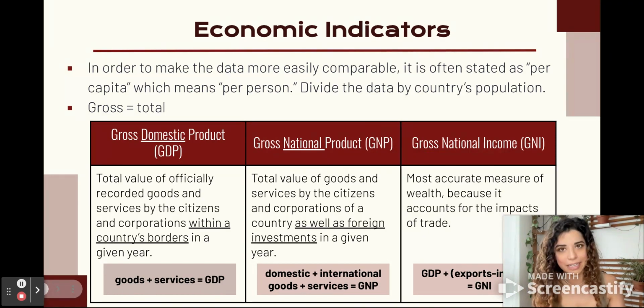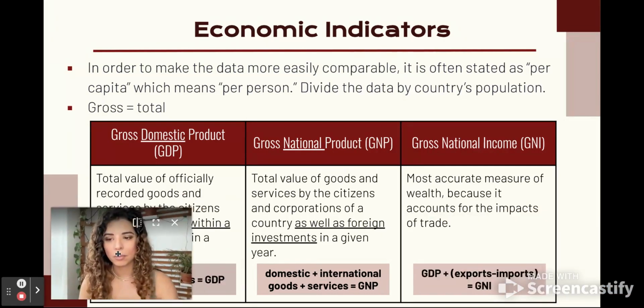Then we have gross national product. This is the total value of goods and services by citizens and corporations of a country, as well as foreign investments within a given year. So it's domestic and international goods and services. That's GNP. So if a corporation has holdings in another country, then that would also get added to that stat.